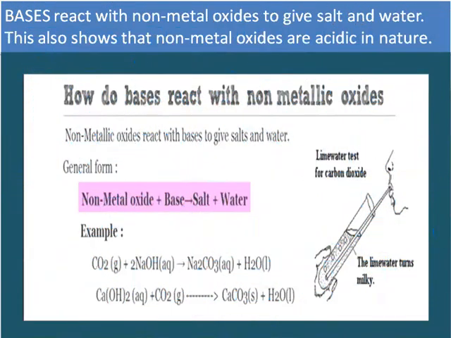Bases react with non-metal oxides to give salt and water. This also shows that non-metal oxides are acidic in nature and the reactions are neutralization reactions. The general representation: non-metal oxide plus base gives salt and water, such as carbon dioxide, which is the oxide of carbon, a non-metal. When it reacts with sodium hydroxide, the base, it gives sodium carbonate, the salt, along with water.